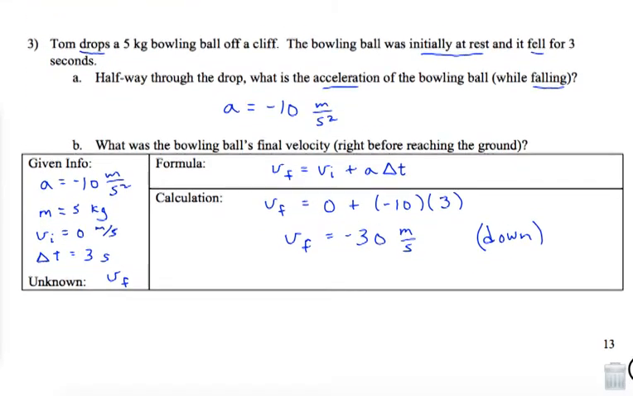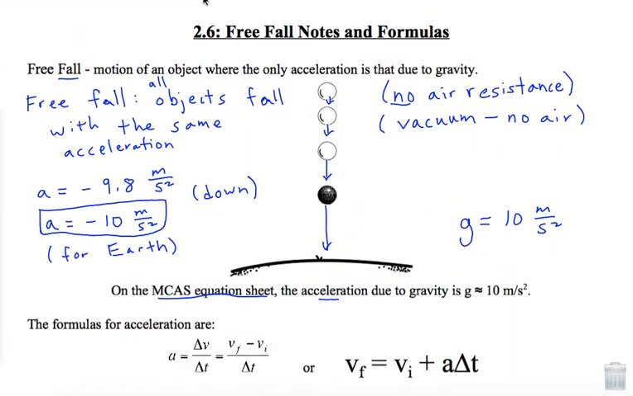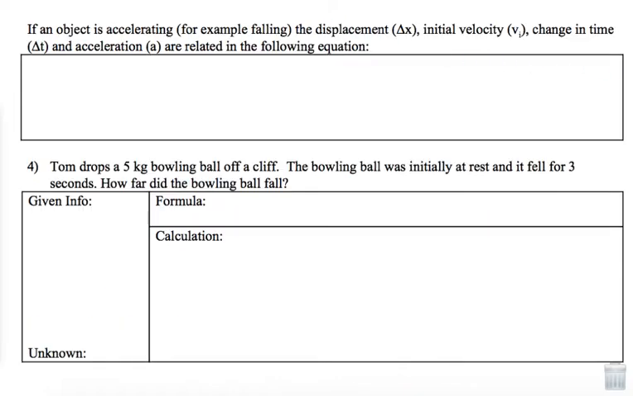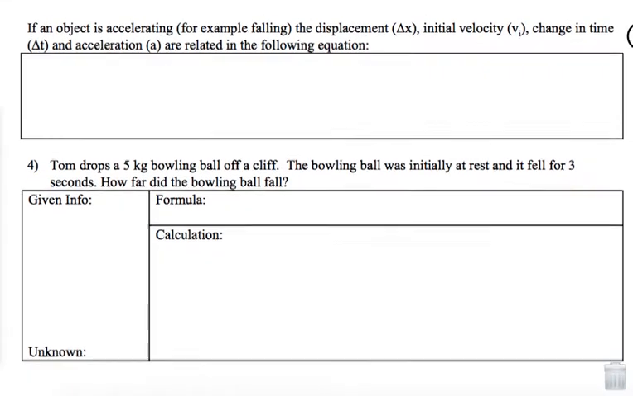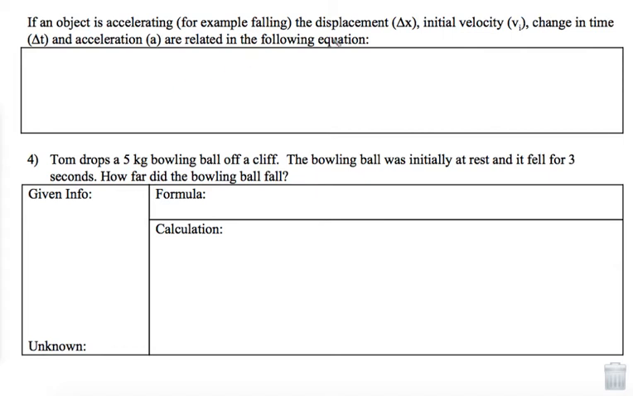Let's turn to the next page now, page 14. At the top of page 14, we're going to write an equation. It says if an object is accelerating, for example falling, the displacement delta x, initial velocity vi, change in time delta t, and acceleration a are related in the following equation. Delta x equals v initial times delta t plus 1/2 acceleration times delta t squared.